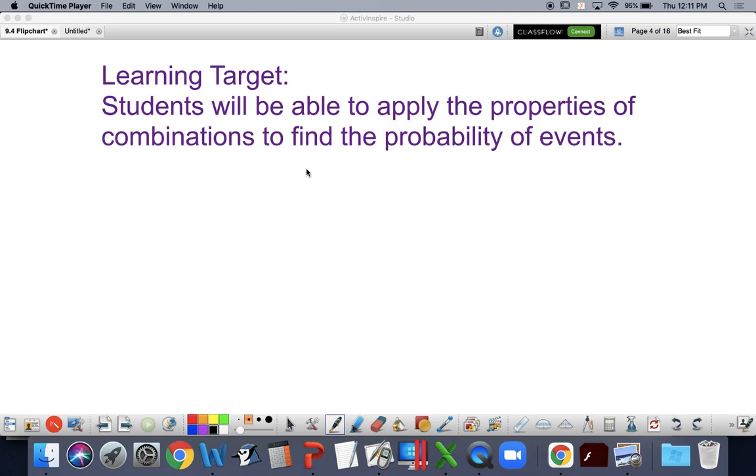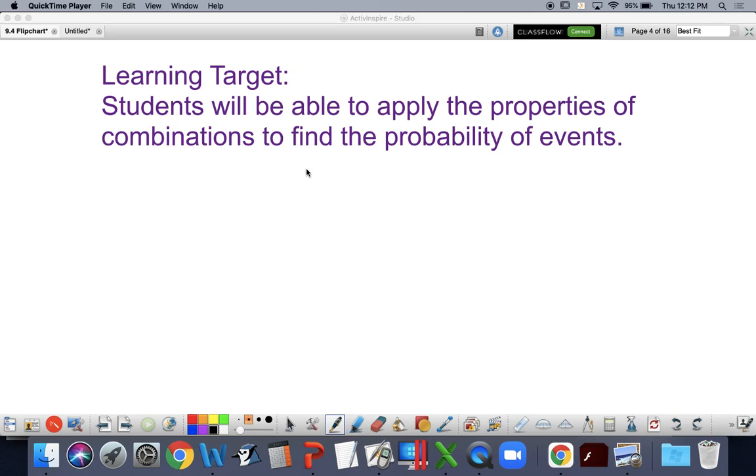Okay, so for 9.4, this is our last section for this unit. And I know it feels like it's flying by, and it is. Welcome to the end of the year. It always feels like it's flying by. So last class, we applied the properties of permutations, properties like factorial and using the P button on our calculator that is buried there.